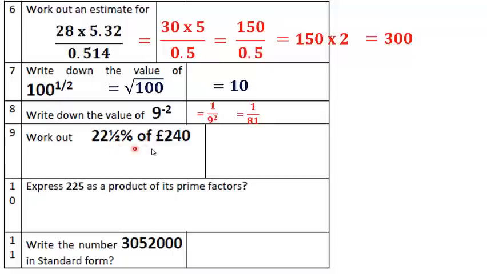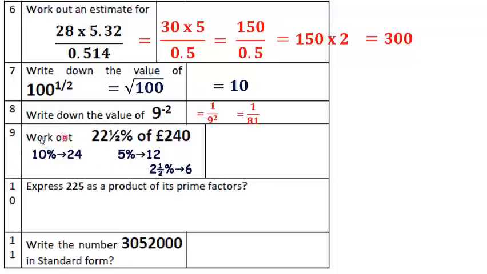Question 9, 22.5% of 240. This is a basic percentage problem, and it's aimed to help you break it down. Always like break it down into 10s or 20s or 5s or 2.5s. So 10% of 240, you should know, is 24. 5% therefore is 12. 2.5% is half of 12, which is 6. Make sure you look at those, you understand them.